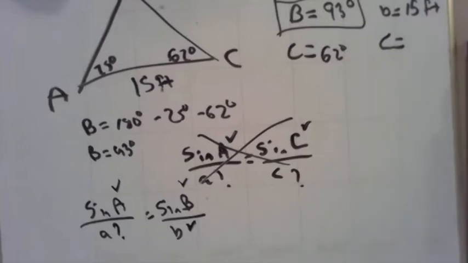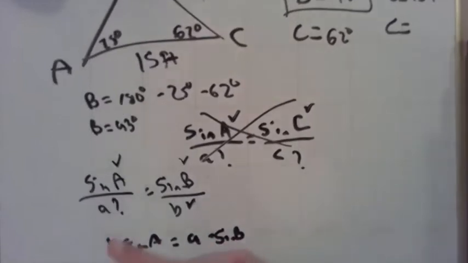There's only one thing I don't know. I can solve that. Now, it's perfectly okay to just flip both of these over. I like to just think cross multiply. So b times sine of A will equal a times sine of B. I just cross multiplied. I'm trying to get a by itself. So a will be b sine of A over sine of B.